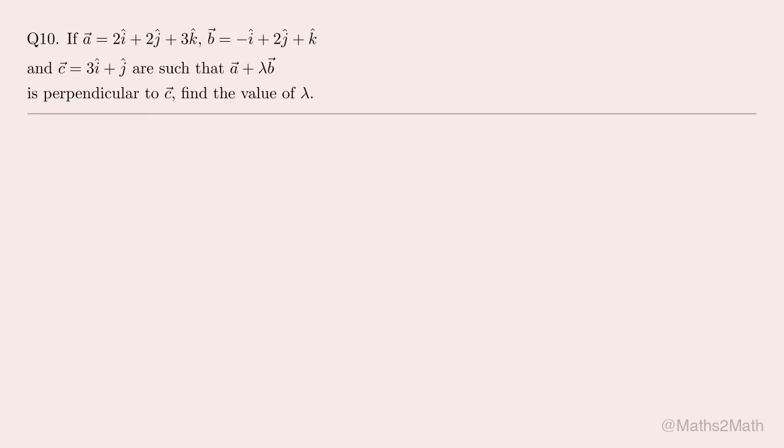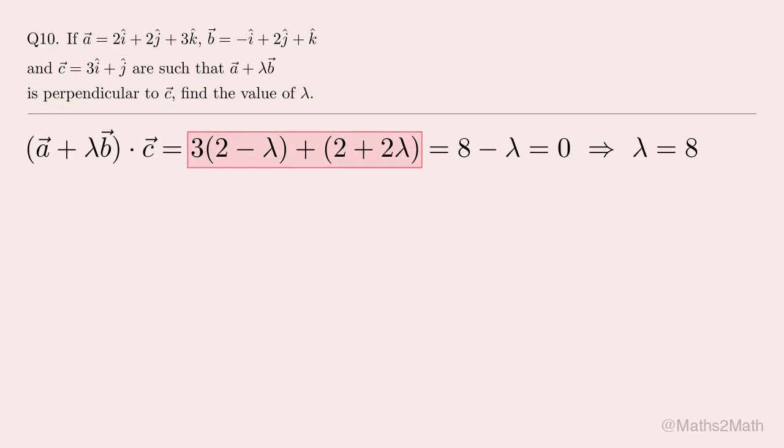Question 10. Perpendicularity means the dot with c vanishes. One linear equation in lambda. The combination has components 2 minus lambda, 2 plus 2 lambda, 3 plus lambda, dotting with c. 8 minus lambda equals 0.